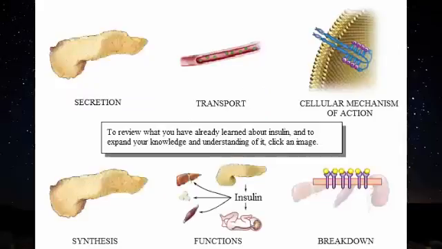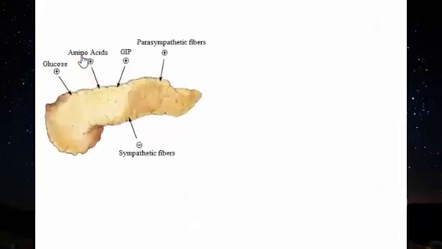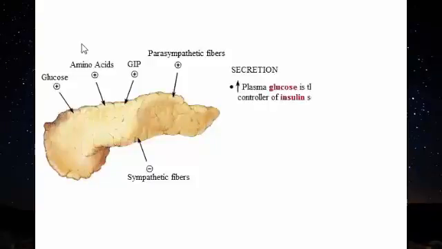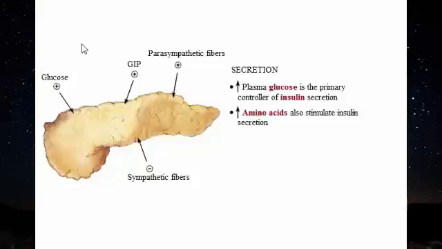To review what you have already learned about insulin and to expand your knowledge and understanding of it, click an image. Insulin controls metabolic activity in the feasting or absorptive state that occurs during and immediately following a meal. The rise in plasma glucose levels stimulates pancreatic beta cells to secrete insulin. Rising blood levels of other nutrients, like amino acids, also stimulate insulin secretion.